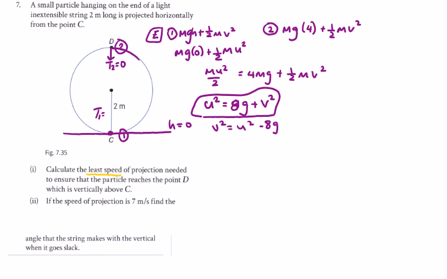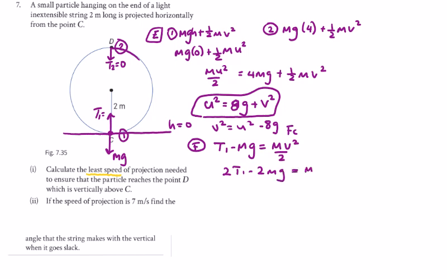Now let's look at our forces. At this position we have T1 towards the center and mg. So we're going to have T1 minus mg is equal to the centripetal force, mv squared over r, mv squared over 2. So 2T1 minus 2mg is equal to mv squared. So we have v squared above. We don't have mv squared, but we could have subbed it in. Well, let's leave it like this for a second.